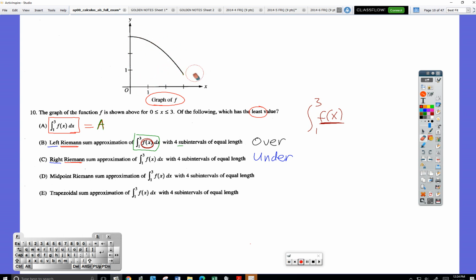Here's the first subinterval. Right here. Oh no, wrong color. First subinterval is right here. So if I go to the left-hand side of that subinterval, the value of f on the left-hand side of the subinterval is right here. And that's what I use, and that gets multiplied by dx. For a Riemann sum, dx is the width of the subinterval.